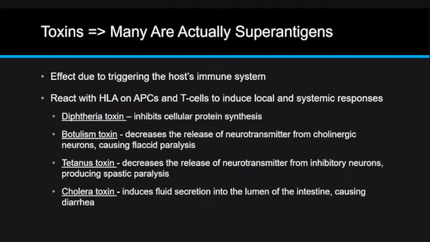reactions like botulinum toxin. So your diphtheria toxin can inhibit cellular protein synthesis. That's one of the nasty things about diphtheria, one of the reasons we vaccinate. Botulism, it's going to decrease your release of acetylcholine, and it's going to lead to flaccid paralysis. You're not going to be able to contract your muscles. Tetanus toxin, it's going to release neurotransmitter from inhibitory neurons, and this is going to cause a spastic paralysis. So one causes flaccid paralysis, one causes spastic paralysis, and then cholera, which is the diarrhea.